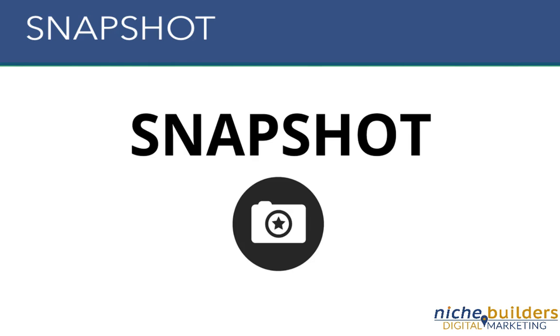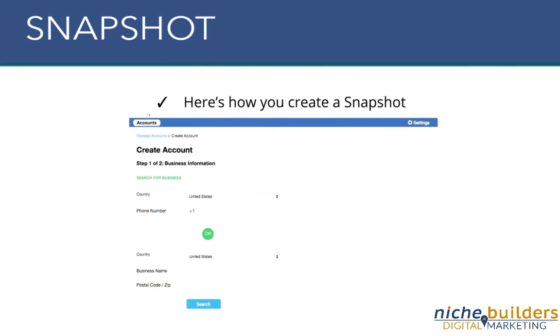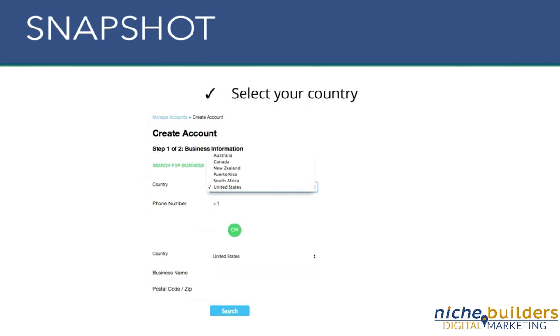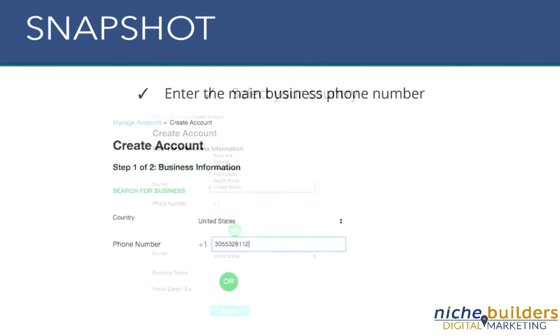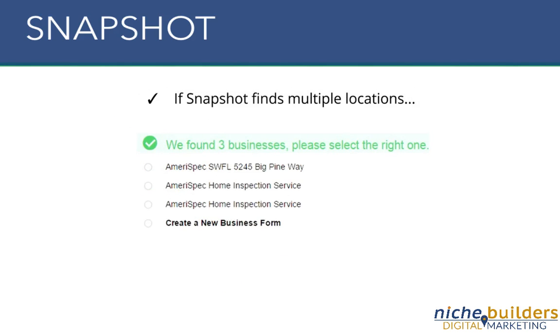When you log into the Snapshot area, Sales Central we call it, we can create an account. We select the country, we put the phone number in, and then we press search. Pretty much instantly, Snapshot gives us some data. What you'll find numerous times is that it'll show you a number of different businesses that it could be, and it'll ask you to select which business it is. This is a very important step, because this is where we might find a multiple location opportunity.